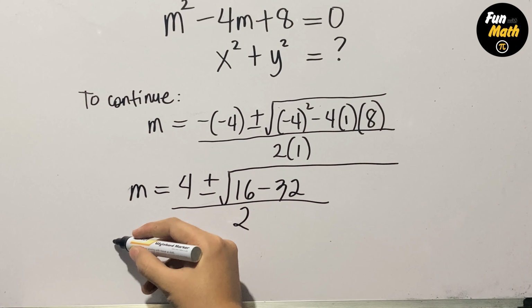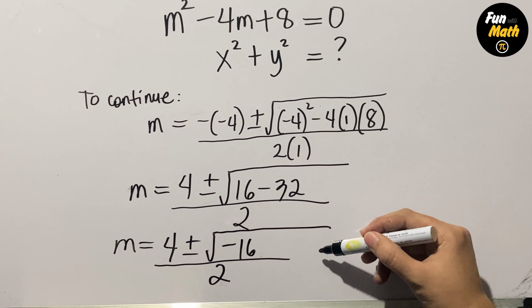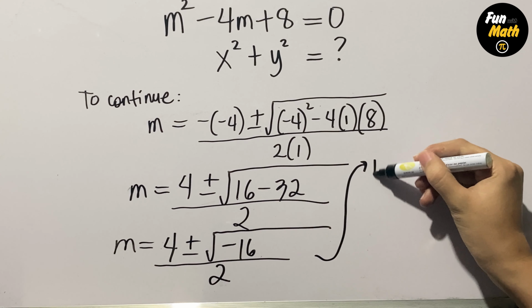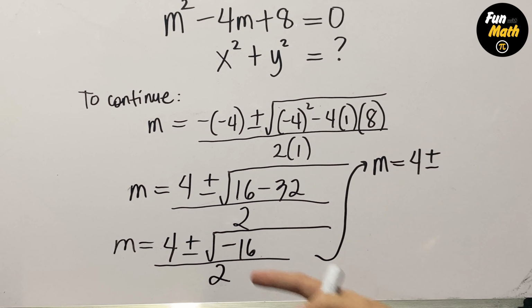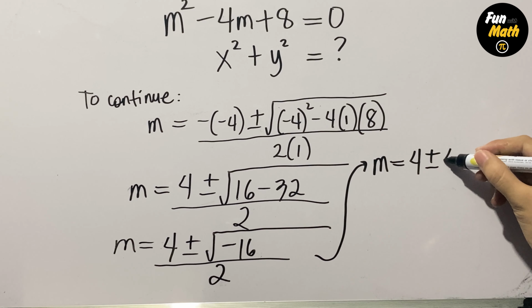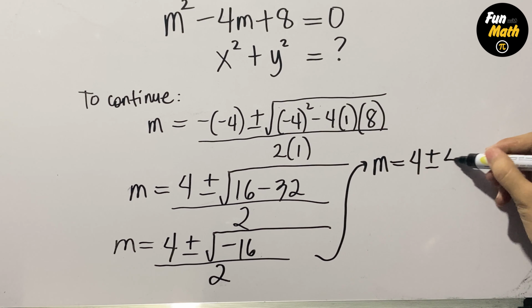Then next is m is equal to 4, positive, negative, and then square root of 16 minus 32, that is equal to -16, over 2. And the next is m is equal to 4, positive, negative, square root of -16, that is equal to 4i, because the square root of -1 is equal to i, over 2. So for this one, we can have two answers.